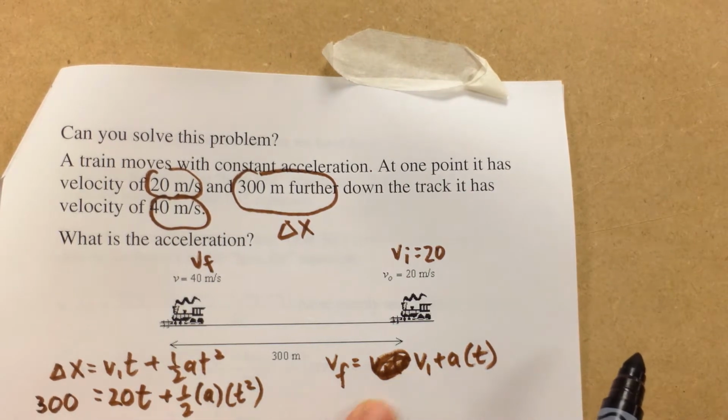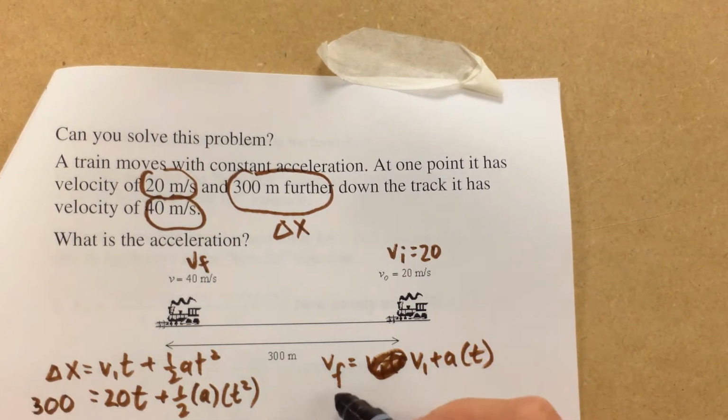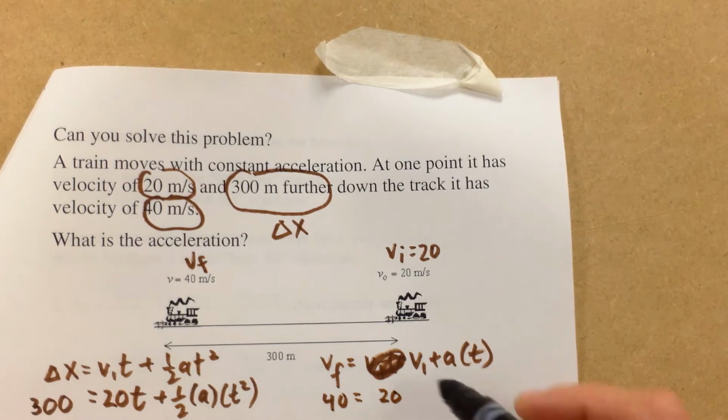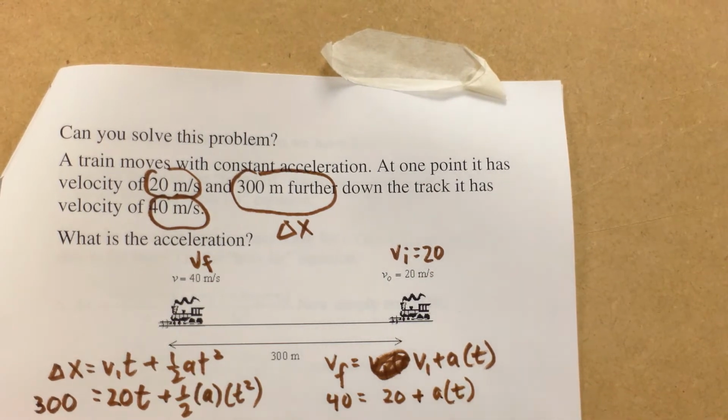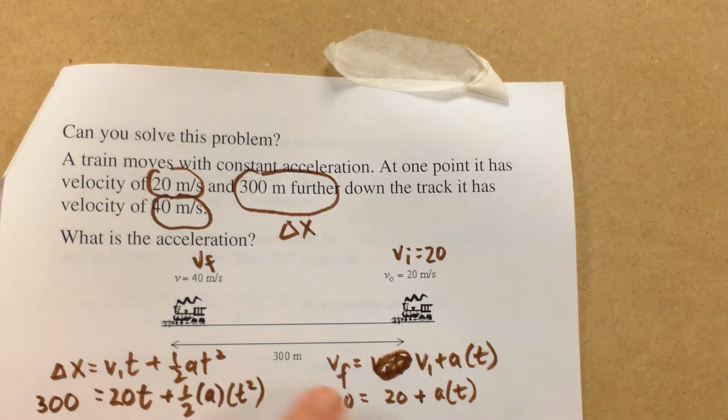Well, let's take a look then at our velocity equation. We know the final velocity is 40. The initial velocity is 20. Again, we're not really sure what A and T is. Now, using the two equations we have, we really can't solve the problem.